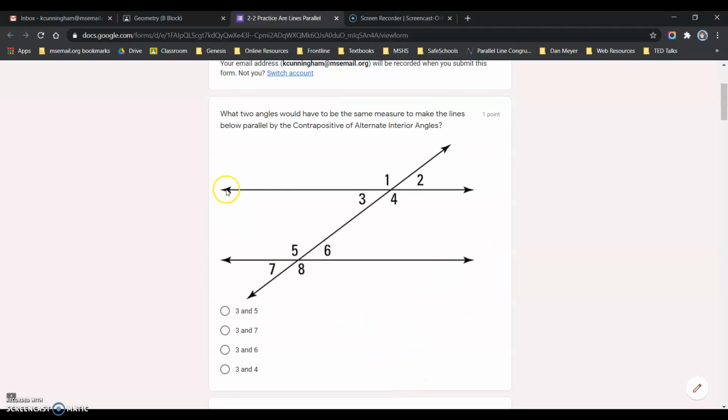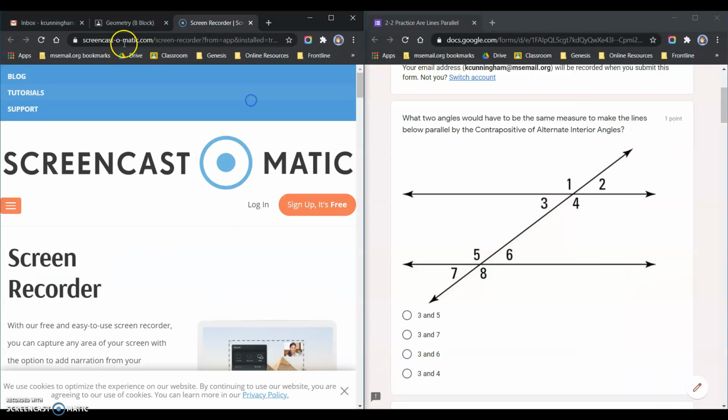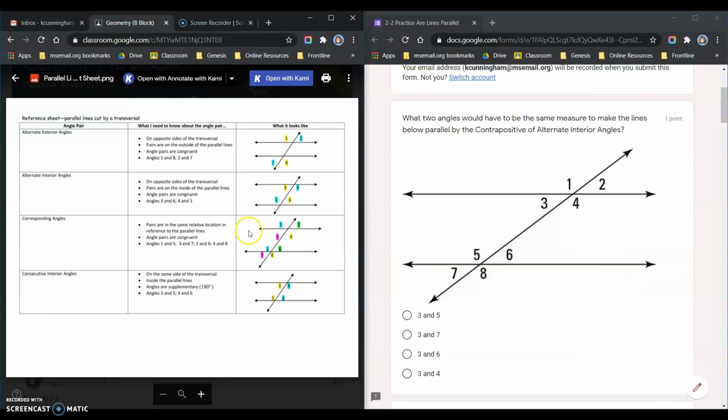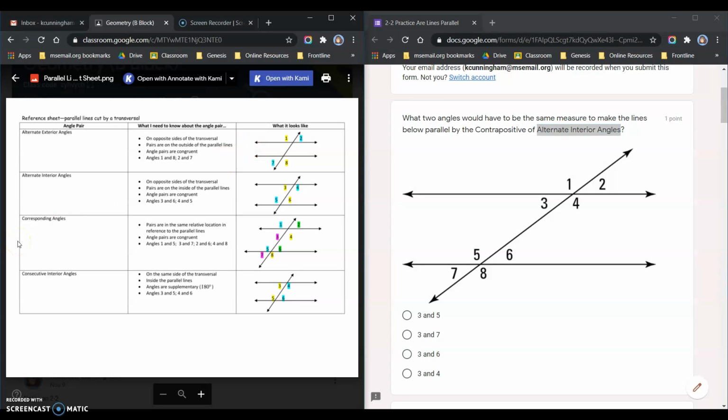So the first thing you want to do is see your two parallel lines here. And you can even pull up your Google form on half of the side and the lines on the other side. So we want to look for our converse alternate interior angles. The key words here isn't converse, that just means we're moving backwards. It's alternate interior angles. So what we're going to do is look at this cheat sheet.